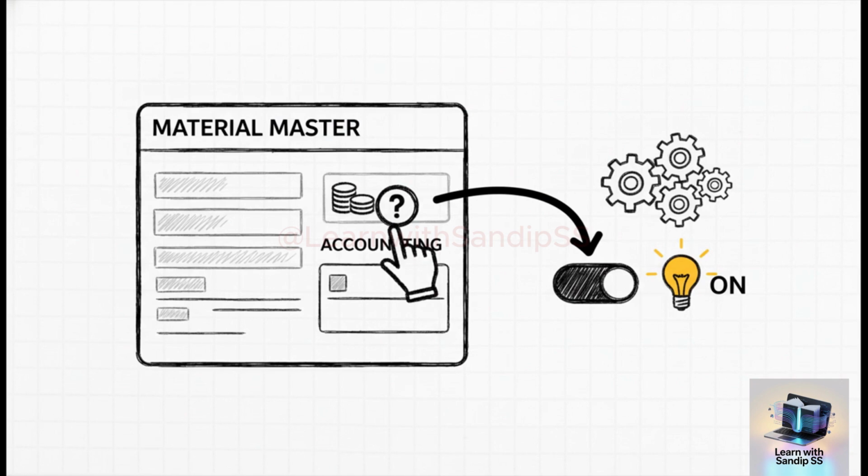Okay, so this is the crucial bit. How do you actually flick the switch and turn this on for a material? Believe it or not, it's incredibly simple. You just go into the material master, click over to the accounting view, and you enter the valuation category you want to use. That's it. That one field is the trigger that tells SAP to apply this entire split valuation logic.